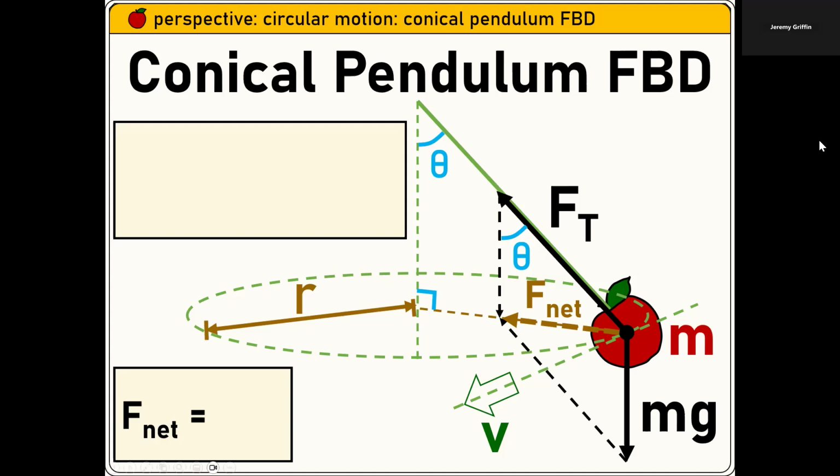Right, so what you guys are saying is if you break this tension into components, what component of the tension is pulling straight up? Ft times what? Cosine theta. You see, cosine theta would be adjacent to the theta. That's what cosine is. And that would have to balance out with the weight. So Ft cosine theta up and the mg down have to zero out.